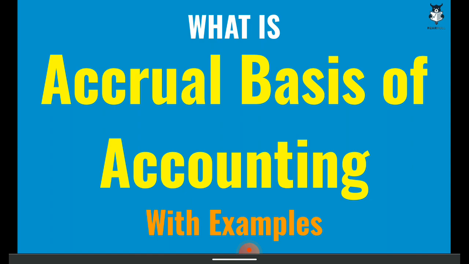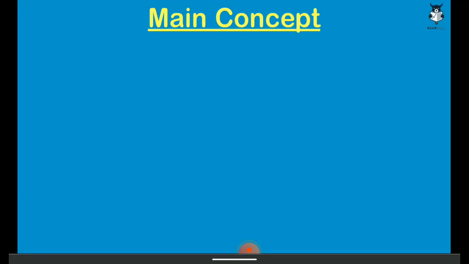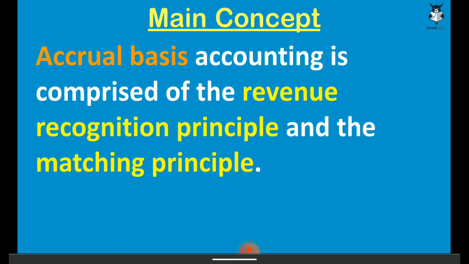Often students get confused as to what this accrual basis of accounting is, but first of all remember that accrual basis of accounting is the foundation of modern double entry bookkeeping and modern double entry accounting. So if you want to understand what accrual basis of accounting is, just get the main concept that accrual basis accounting is comprised of the revenue recognition principle and the matching principle. So these are the two very essential principles of accrual basis of accounting. Now we'll be discussing each of these in the next slide, but remember that accrual basis of accounting is based on two principles of accounting, that is revenue recognition principle and the matching principle.